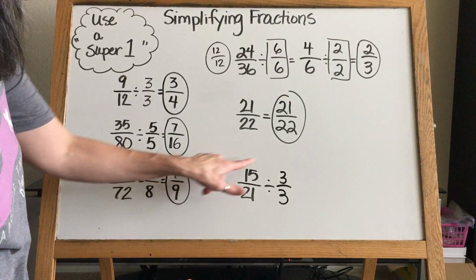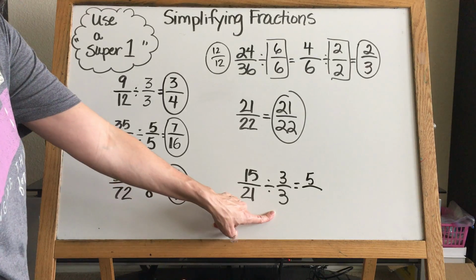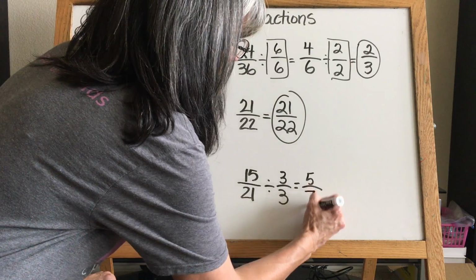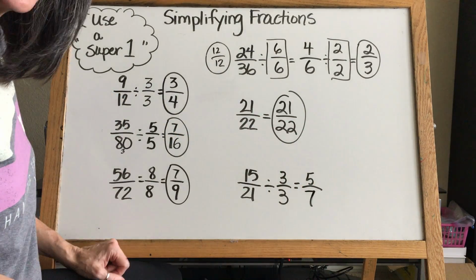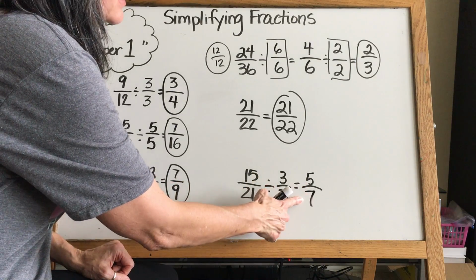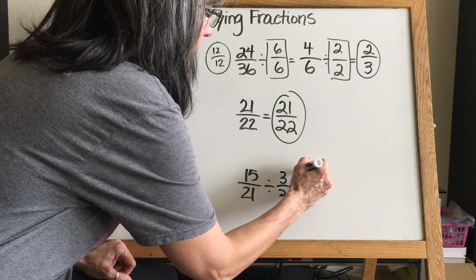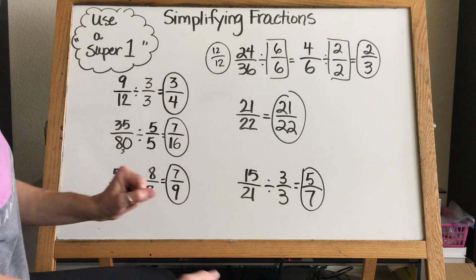So we're going to divide. 15 divided by 3 is 5. 21 divided by 3: 3, 6, 9, 12, 15, 18, 21, was 7. Our numbers aren't 1 away, they're 2 away, but look at our numbers, guys. We have a 5 and a 7, and both those numbers are prime. So if we have two prime numbers in the numerator and the denominator, we know we're finished and we know that's simplified.